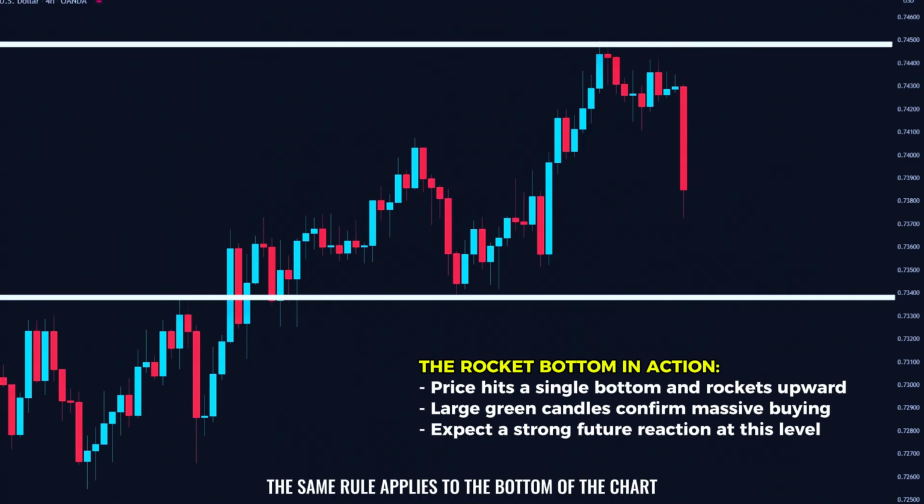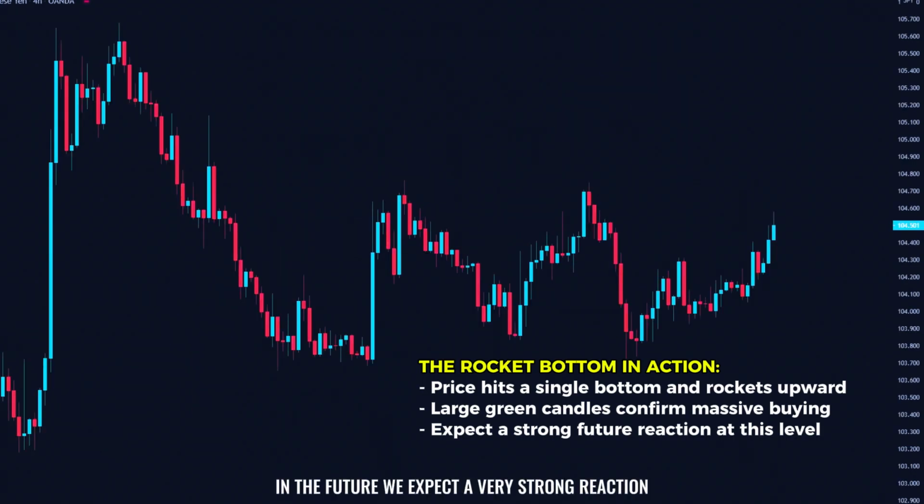The same rule applies to the bottom of the chart. If the price drops down and then suddenly rockets upward with massive green candles, that single bottom point is a highly valid support floor. Why? Because the extreme speed of the reversal proves that a massive amount of buying orders were waiting at that exact price. When the price eventually returns to this level in the future, we expect a very strong reaction.